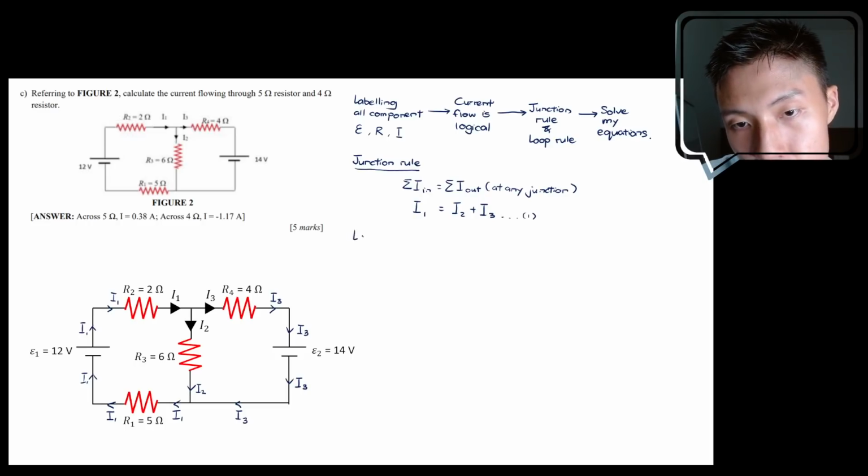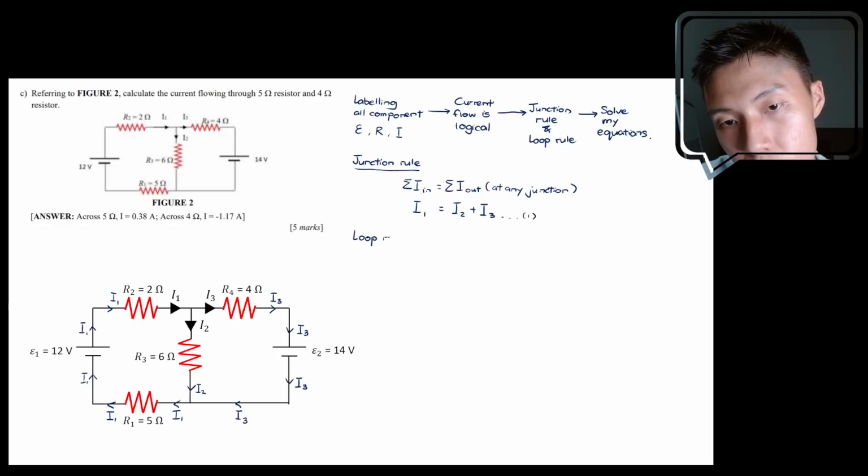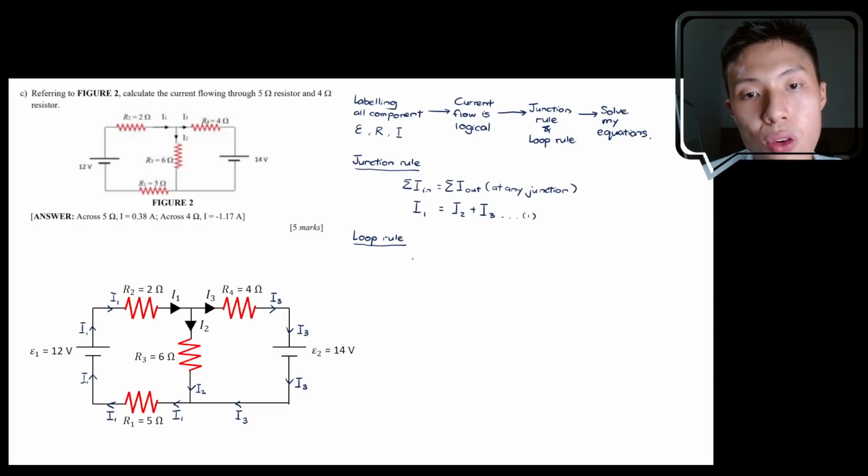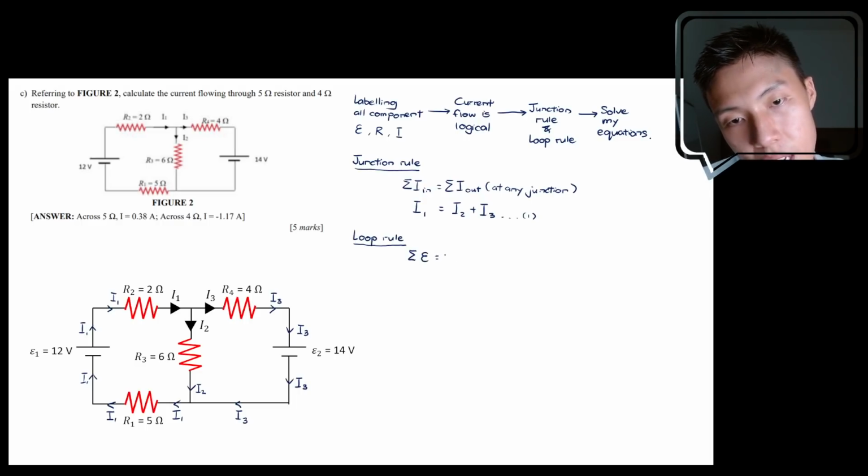Okay, so we move on to another rule, which is called the loop rule. Many different books provide different definitions for the loop rule. In this case, if you follow this method, then it will be the sum of epsilon is equal to the sum of IR.